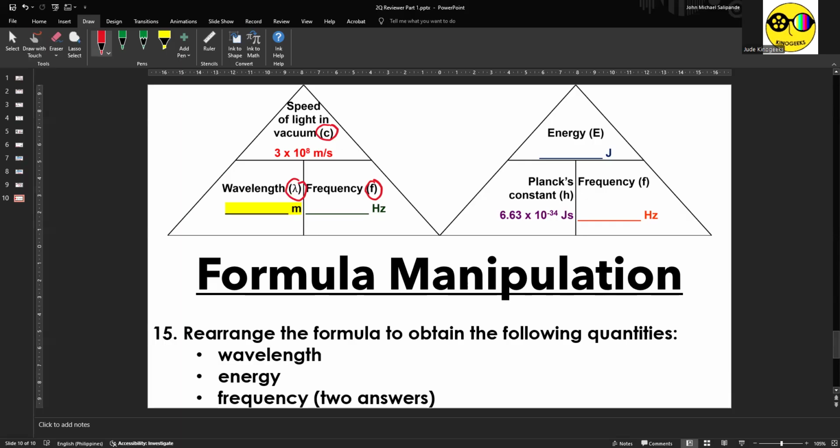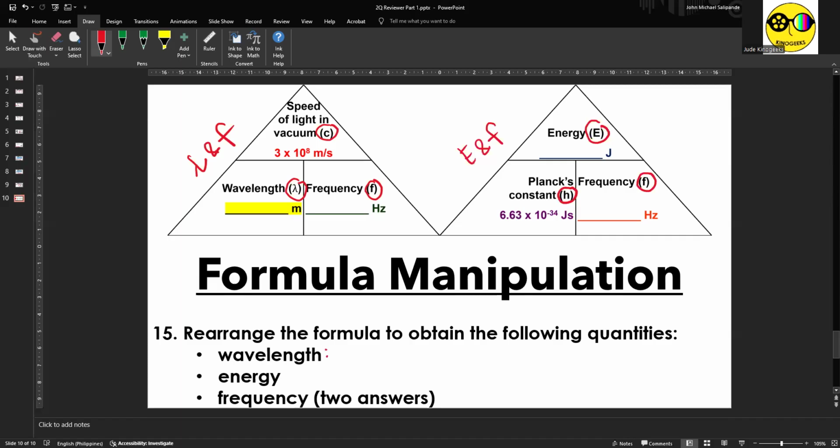So the first pyramid establishes the numerical relationship between wavelength and frequency, while the second pyramid establishes the relationship between energy and frequency. Energy is symbolized by capital letter E, frequency by small letter f, and these two are connected together by Planck's constant, which is approximately 6.63 times 10 raised to negative 34 joule second. But instead of calculating actual values for this reviewer, we're just going to rearrange the formula to obtain the following quantities. Let's start with wavelength.